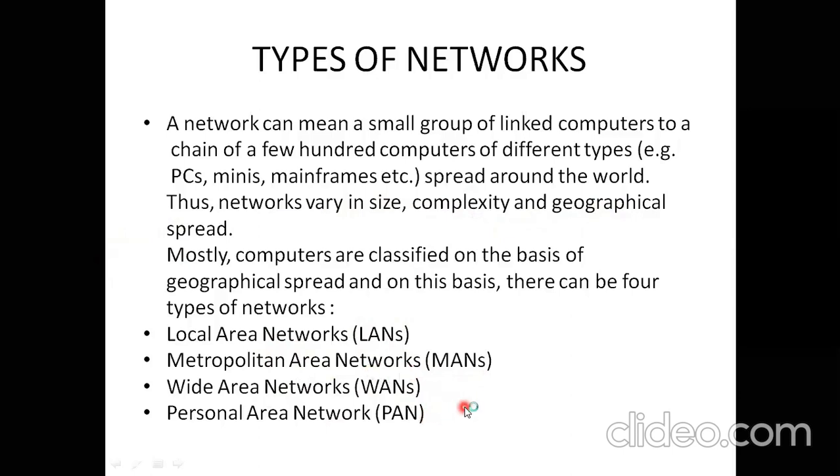Maybe you will see many times when you connect your Wi-Fi or something, you can see that the WAN has been connected. It shows like that. If you work in the computer lab, you will see that the LAN connection is there. So this is why networks have been divided. It has been divided on the basis of their geographical spread. That means the distance, how much distance it can cover.